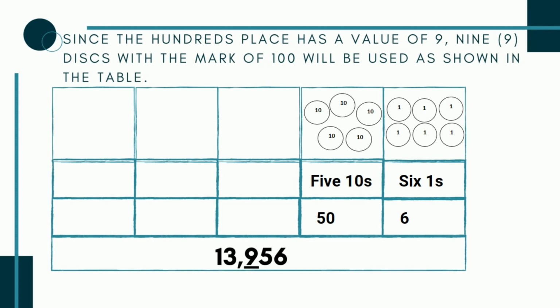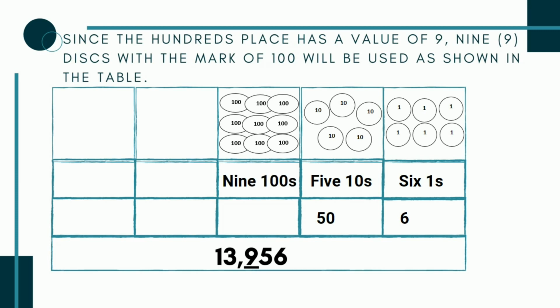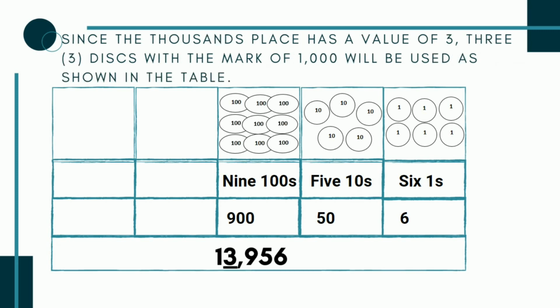Since the hundreds place has a value of 9, 9 discs with the mark of 100 will be used as shown in the table. So we have 9 100s to make it 900. Since the thousands place has a value of 3, 3 discs with the mark of 1000 will be used as shown in the table. So we have 3 1000s to make it 3000.